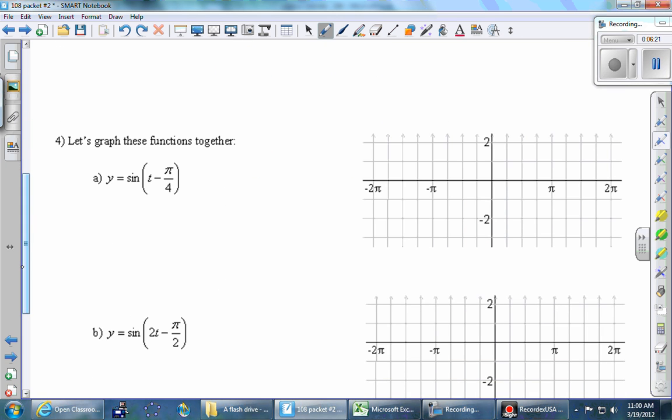We'll go to number 4. Okay, so the first one is y equals sine of t minus pi over 4. Forget the minus pi over 4 for just a second. Can you guys graph sine of t by first plotting the 5 important points? Plot 5 points on that graph and connect them so that we see sine of t. If you're not sure what I mean by the 5 special points, ask a neighbor.